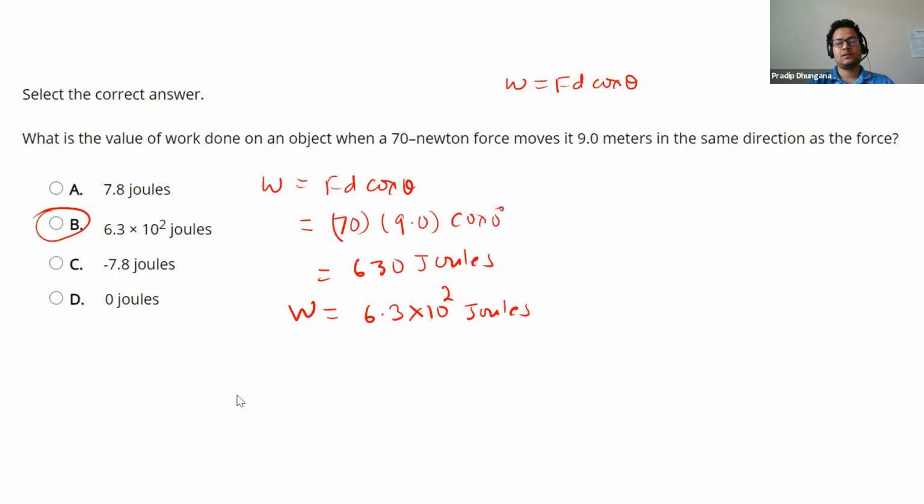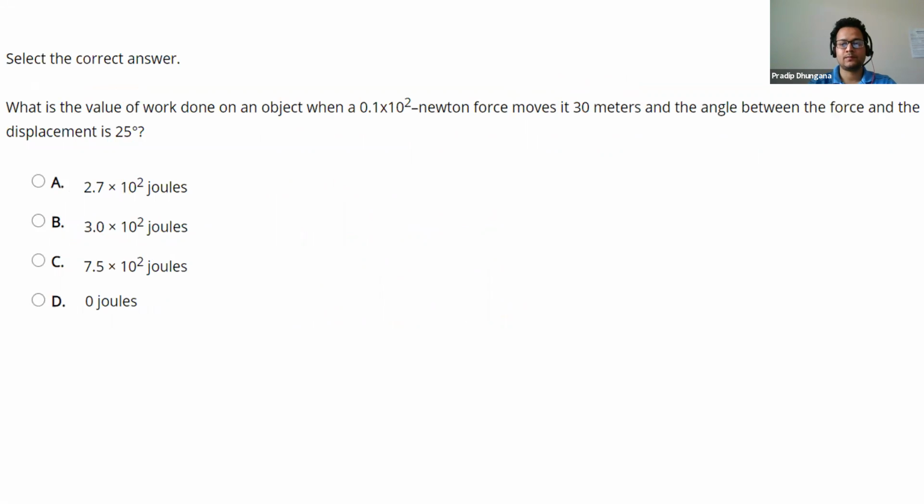Okay. I just wanted to make sure that you understood this concept. If you understood this concept, please give me a thumbs up or any other reaction so that I can move on. Okay. Now let's go to the next slide.